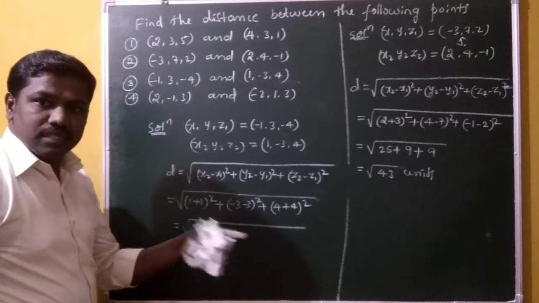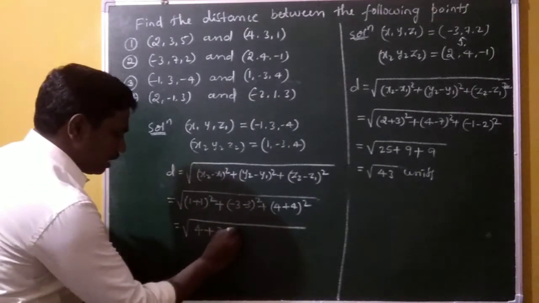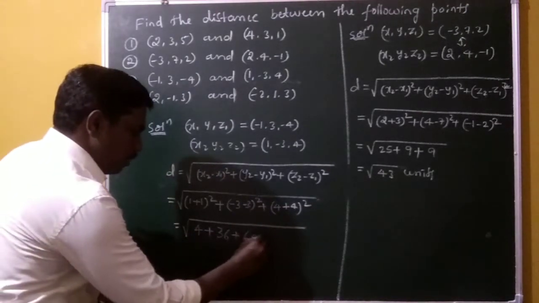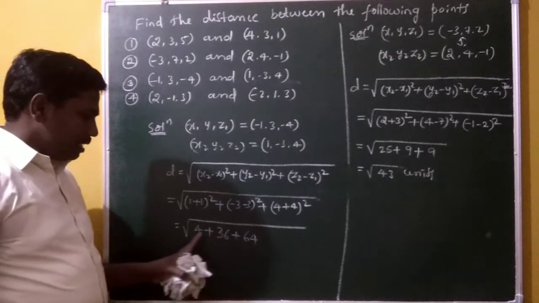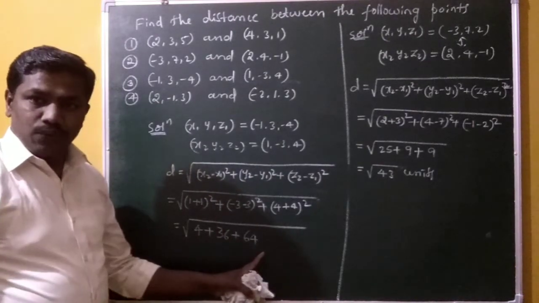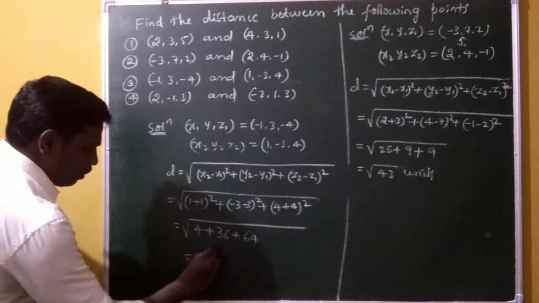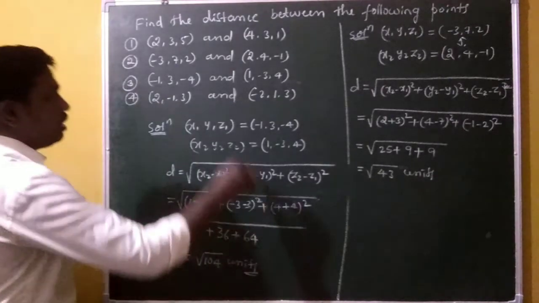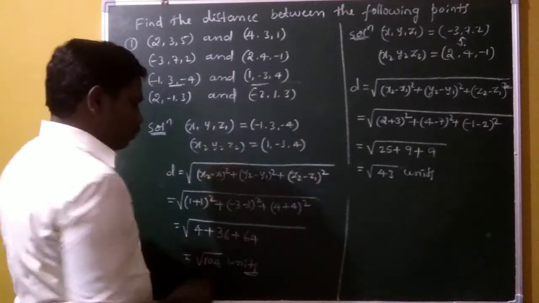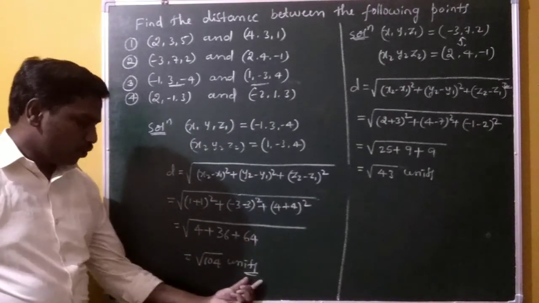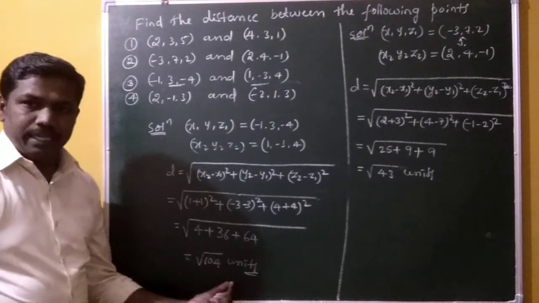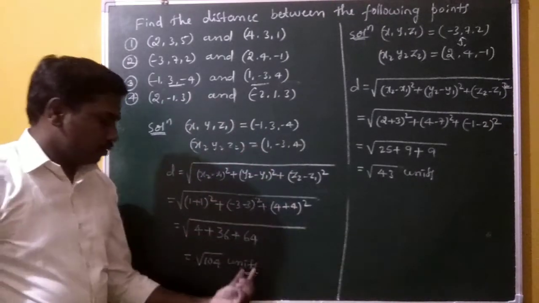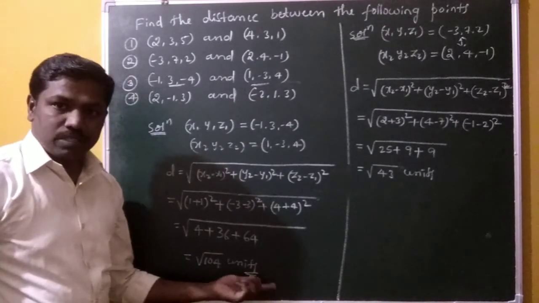Okay, yes, so square root of 1 plus 1, 2 square is 4. Minus 3 minus 3 added is minus 6, whole square is 36. Next, 4 plus 4 is 8, square is 64. Okay, so 36 plus 4 is 40, plus 64 is 104, and the square root of 104 units. The distance between these 2 points is square root of 104 units, nothing but 10 point something, about 10.2. So here, if there is meter, then meter, or if kilometer, then kilometer, or if centimeter, then centimeter.